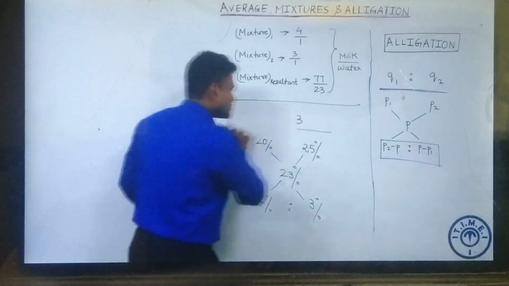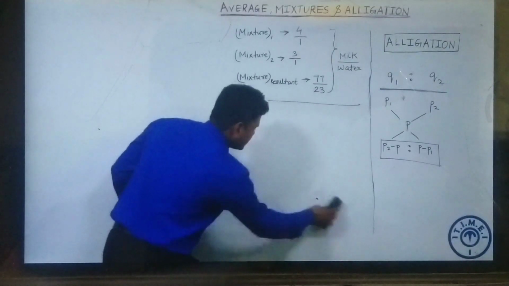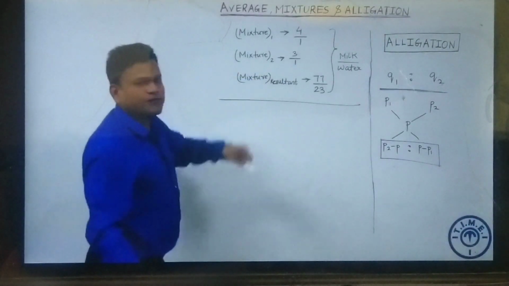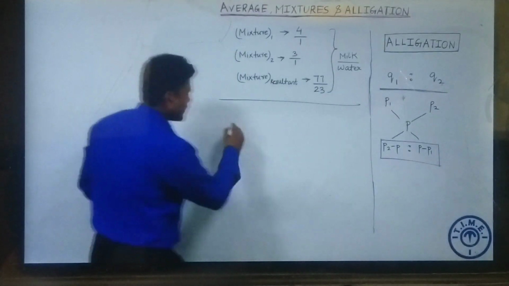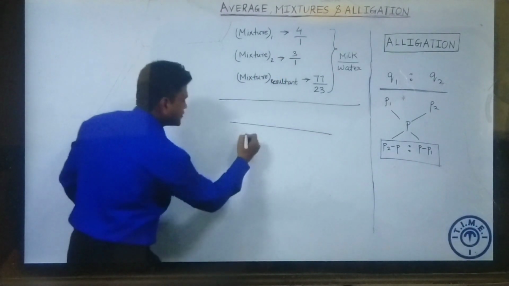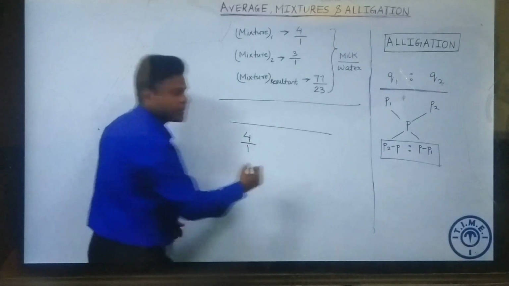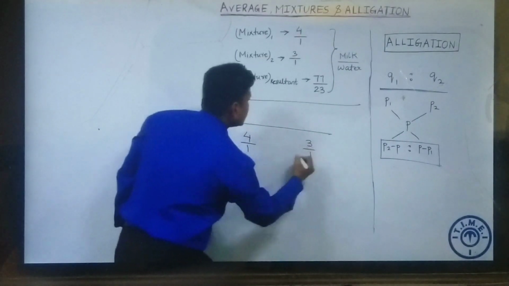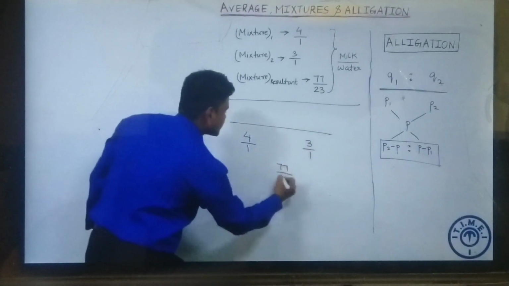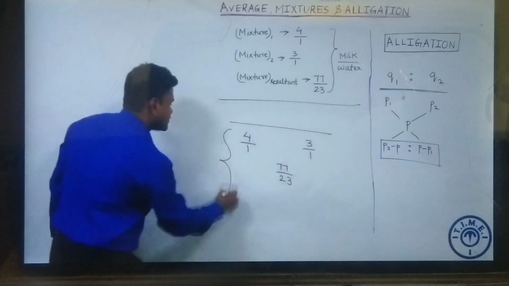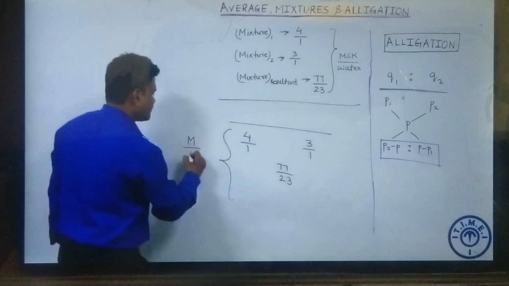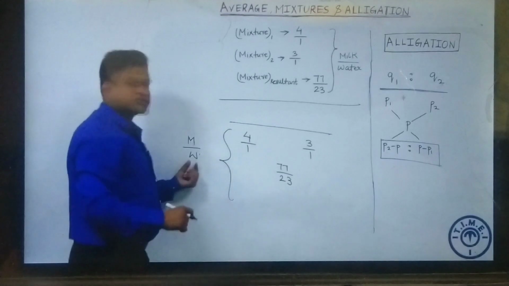We can have a look at it from the third angle, which is this. Instead of converting everything in terms of, let's say, percentages, we can stick with this ratio. Let's call it 4/1. This one is 3/1. And let's say this is 77/23. The only thing we've got to be careful about, please note, is that this is all milk by water. Now my denominator is water here.